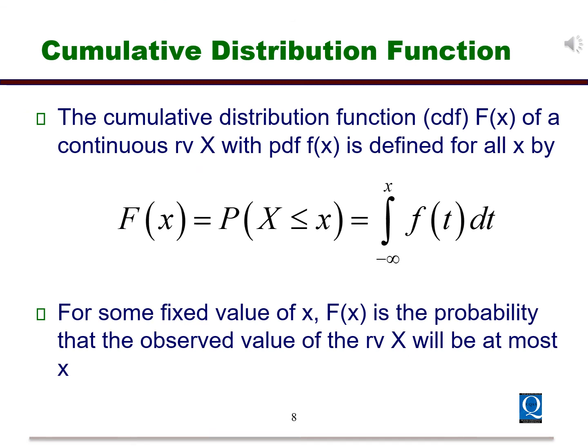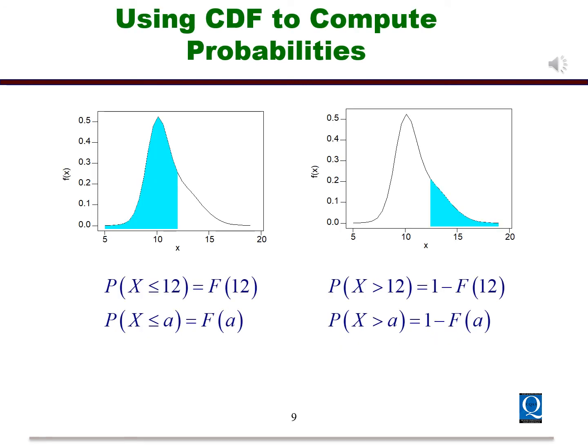Just as in the discrete case, the CDF is used to get the probabilities in the continuous case. The CDF is the integral from negative infinity to x of the PDF. Now if a distribution has some lower bound, then it is the integral from the lower bound to x. Here is an example of how we find those probabilities. Notice that finding a less than or equal to is just using the CDF as is. If we want greater than, we need to use 1 minus the CDF.